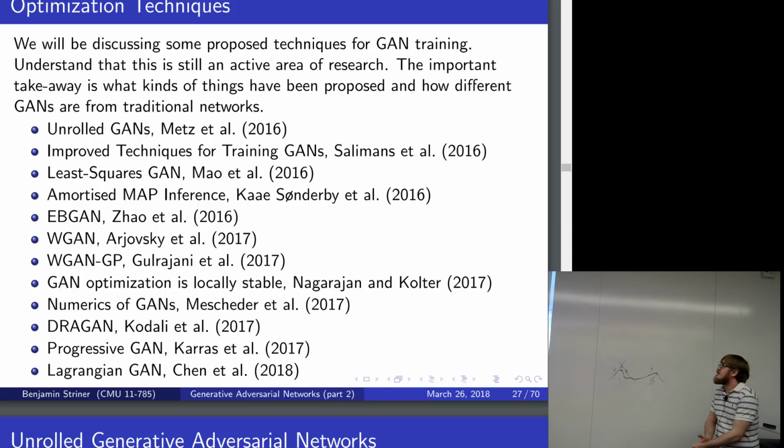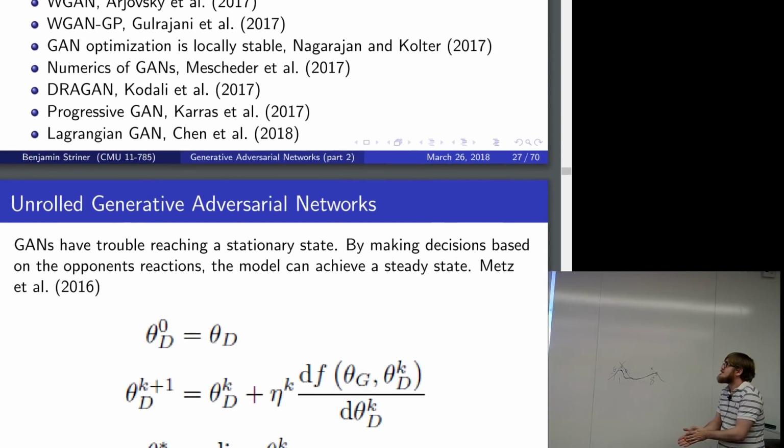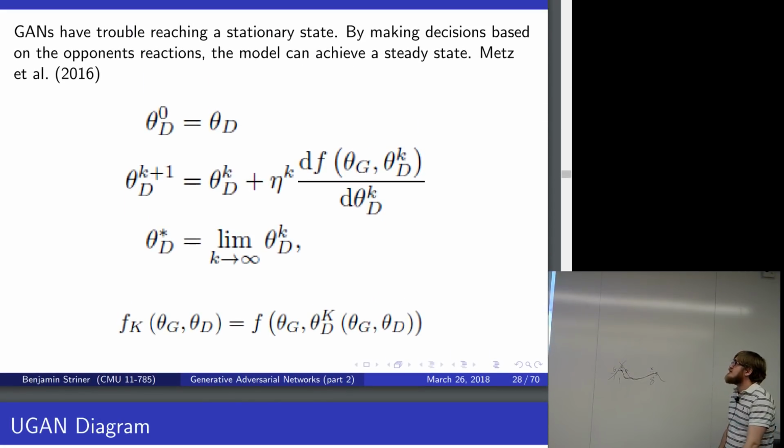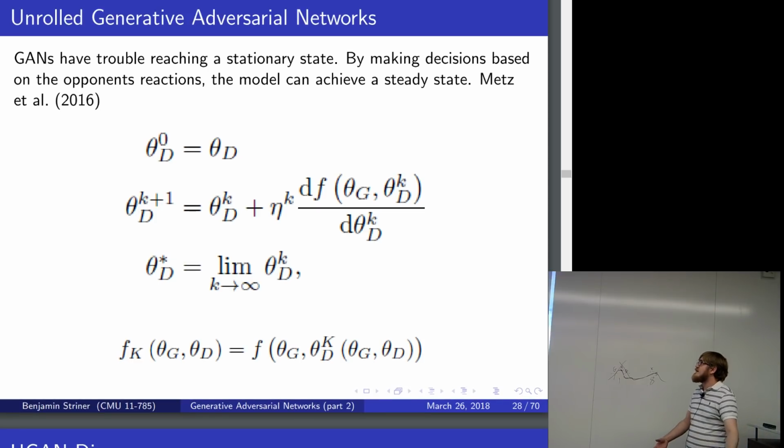So to start with, unrolled generative adversarial networks. This is what we saw at the end of the first video I showed you. The problem is that GANs have trouble reaching this stationary state. It's because they're making decisions that give them the best benefit in the current moment. They're being very greedy. I'm going to try to beat you as best as I can right now, you're going to try to beat me as best as you can right now, and we're never going to hit a good, stable point.